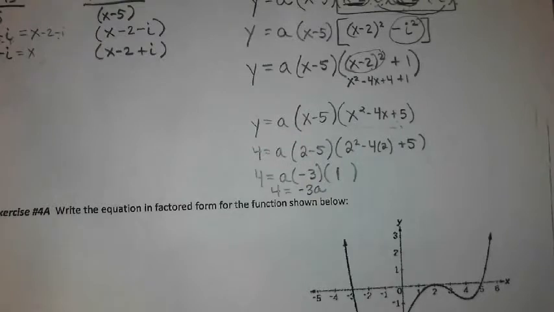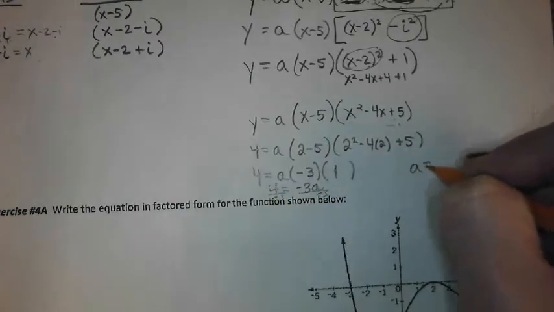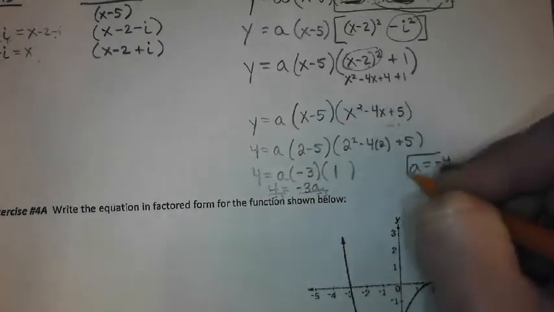Now, I don't know how much this happened on your homework last night, but I think it did happen once. A does not have to be a whole number. A can absolutely be a fraction. And when you divide both sides by negative 3 here, a is going to equal negative 4/3.